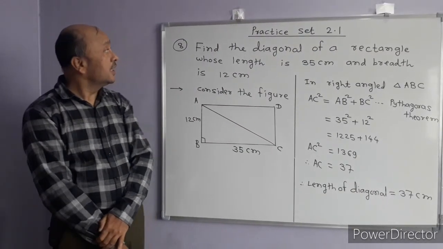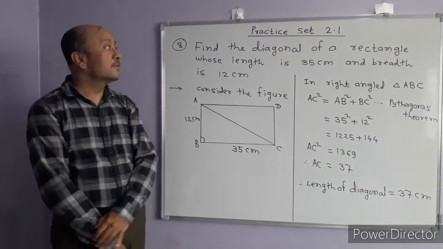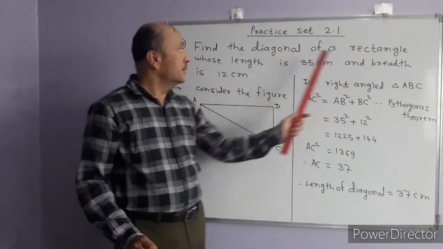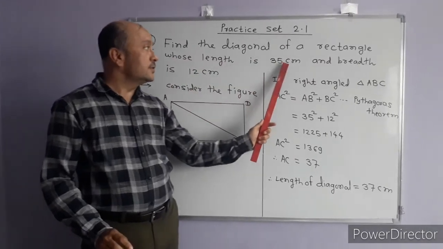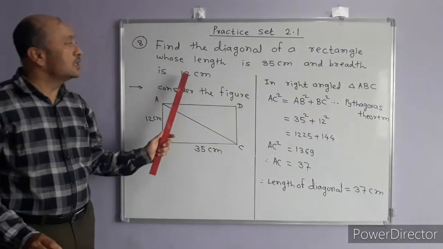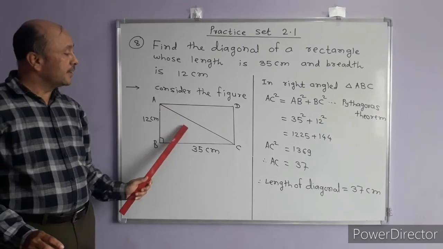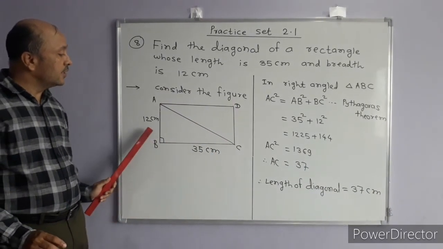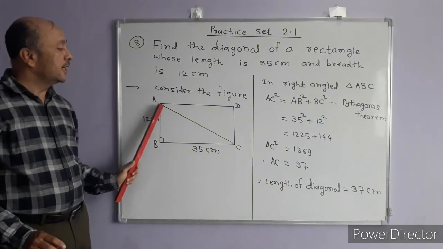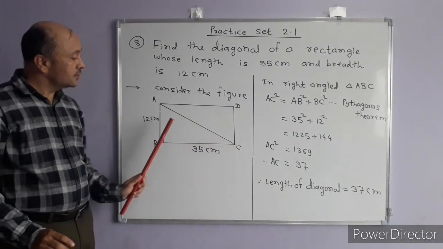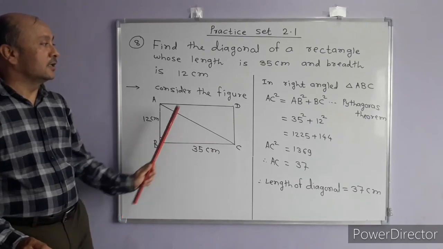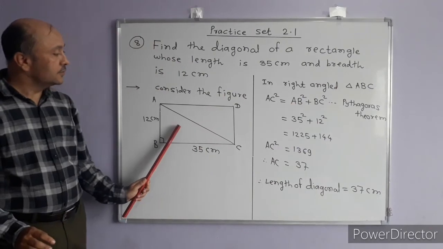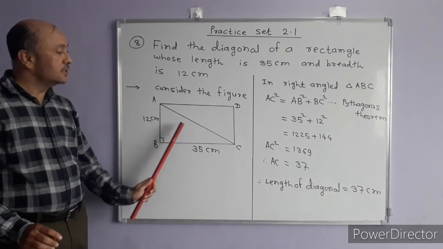Students, let us go to the next example, that is example number 8 from practice set 2.1. Find the diagonal of a rectangle whose length is 35 centimeter and breadth is 12 centimeter. So draw the diagram. ABCD is a rectangle, length is 35 centimeter and breadth is 12 centimeter. Diagonal is joined here. So obviously students, this is a right angle triangle.